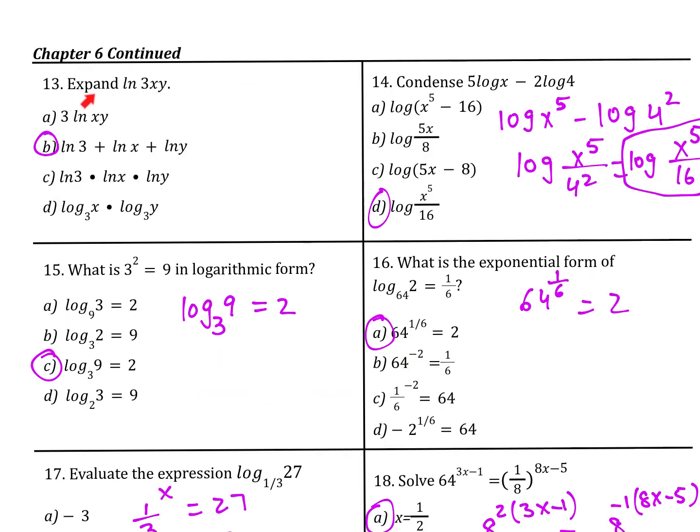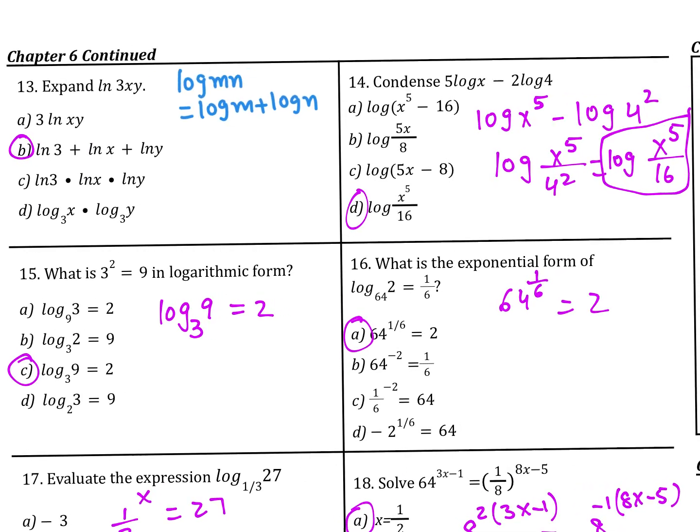Chapter 6. Expand logarithm, natural log ln 3xy. Apply the formula for log of m times n equals log m plus log n, and here we have 3 as well. So log 3 plus log x plus log y, and that is your answer.